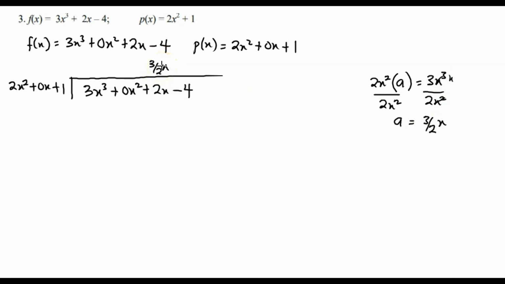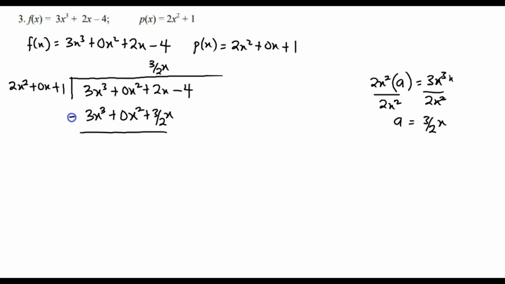Moving forward, then it means 3 onto x must multiply 2x squared, and when it does that, we will obtain 3x cubed. Then 3 onto x multiply 0x, that will give us plus 0x squared. Then 3 onto x will multiply 1, that will give us plus 3 onto x.